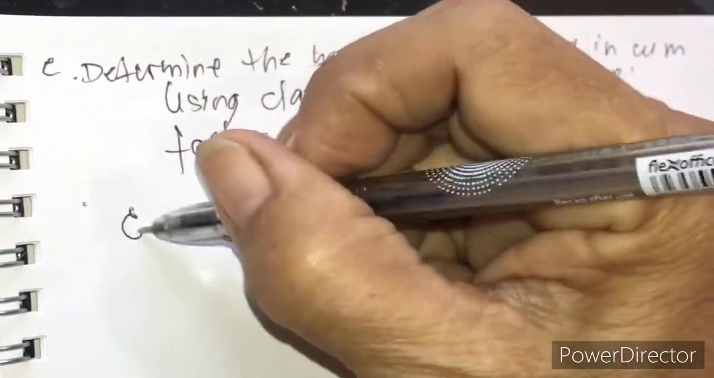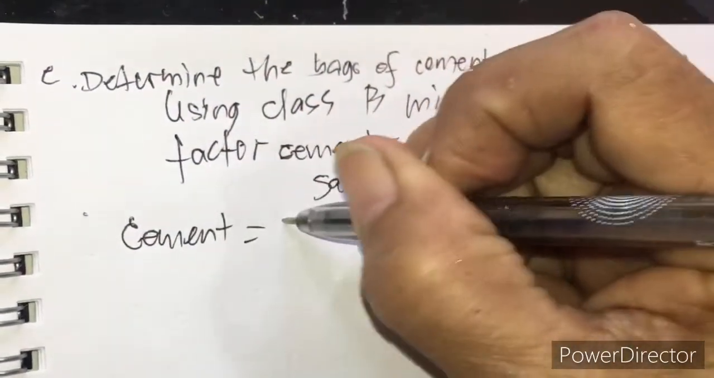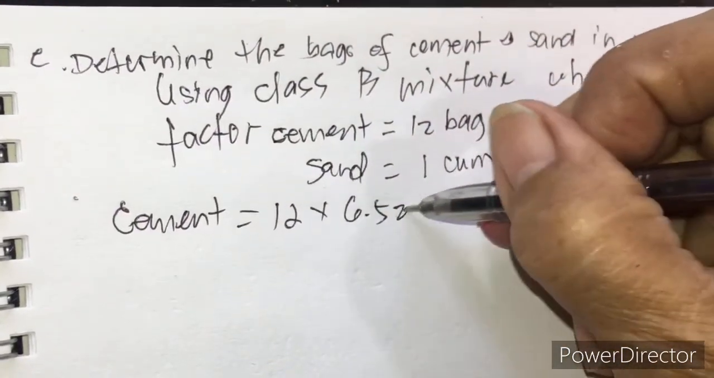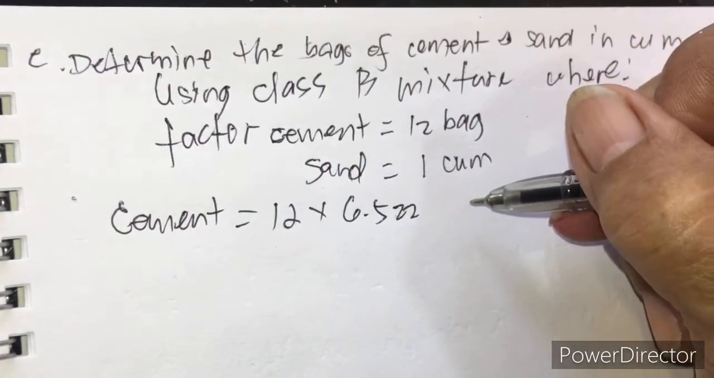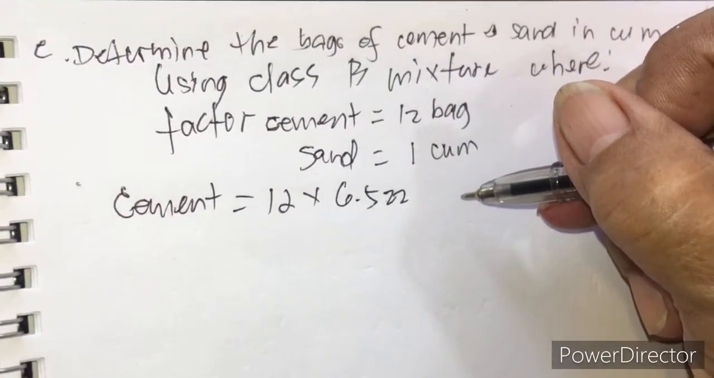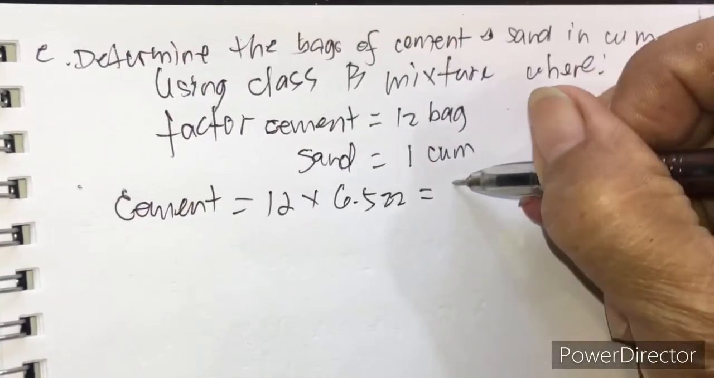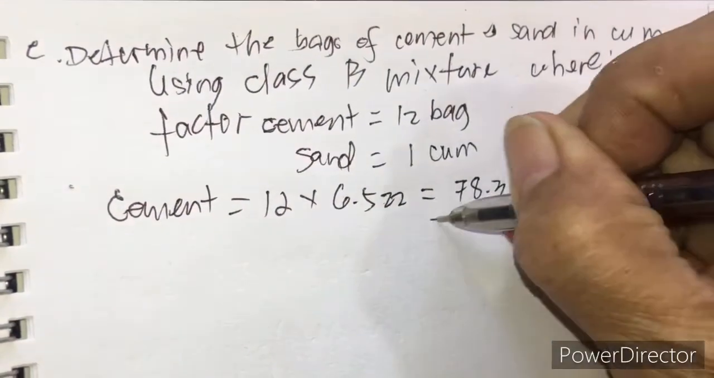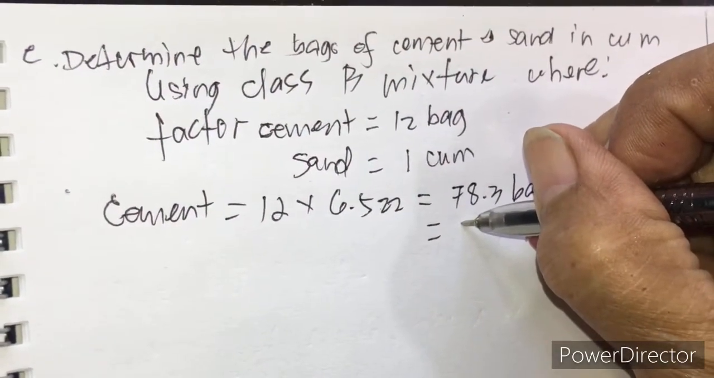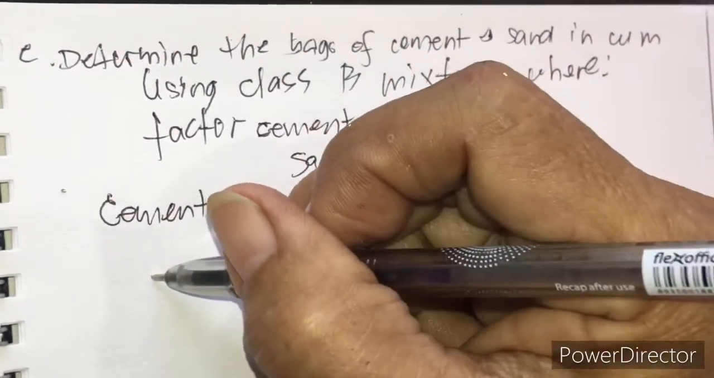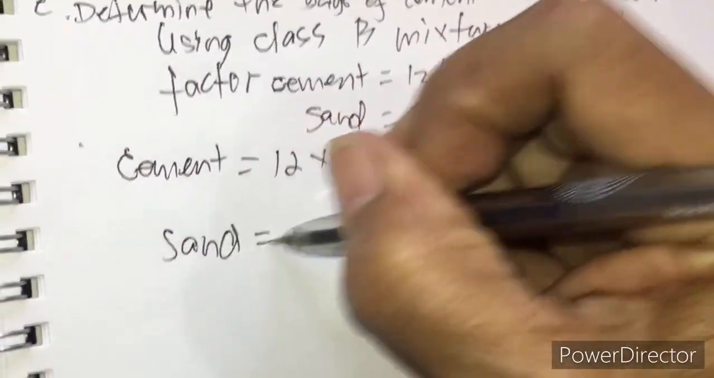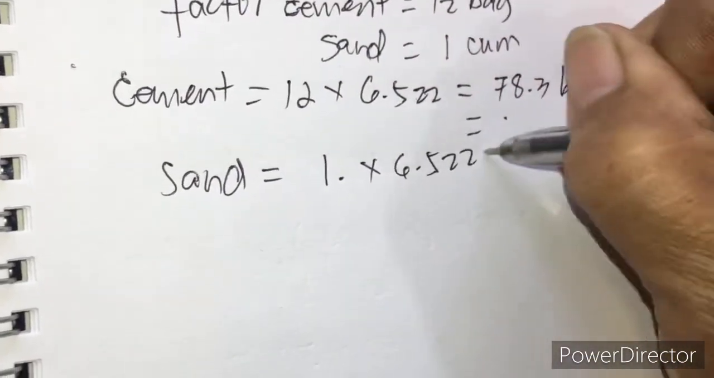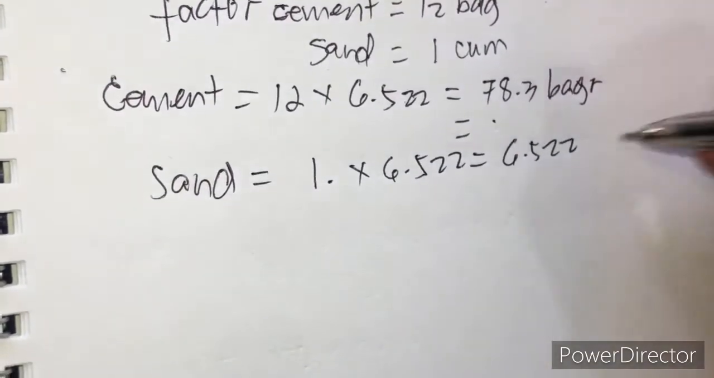Substitute: cement equals 12 the factor times 6.5 the cubic meter of volume of mortar and filler equals 78.3 bags. Solve the sand: 1 the factor times 6.522 equals 6.522 cubic meter.